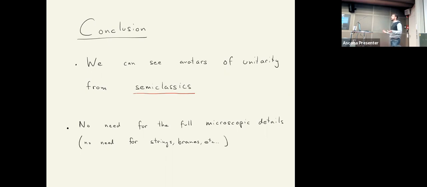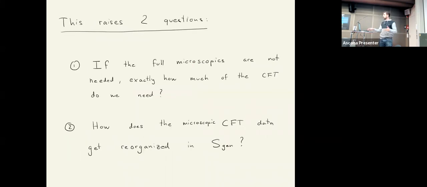It's remarkable because you get it from semi-classics, but it's puzzling because, as string theorists, we might have thought, well, okay, AdS/CFT surely resolves the information paradox, but it will do that from the full UV microscopic theory, which is the conformal field theory, which contains all the strings and the branes, etc. Okay, so this raises two questions immediately. Somehow, if the full microscopic details are not needed to see this unitarity, exactly how much of the conformal field theory do we really need?